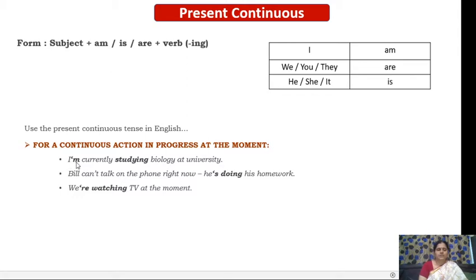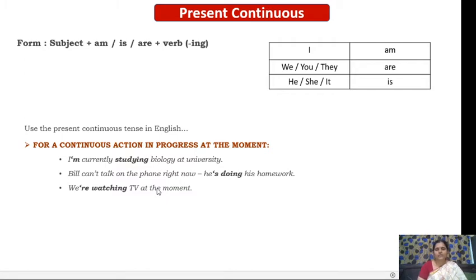I is the subject, and along with I we have used the helping verb am, and currently, of course, is an adverb, and studying is the verb plus ing form, that is study plus ing, studying. So I'm currently studying biology at university. Bill cannot talk on the phone right now. He is doing his homework. So some action is in progress. Along with he we have used a helping verb, that is is. He is doing his homework. We are watching TV at the moment.